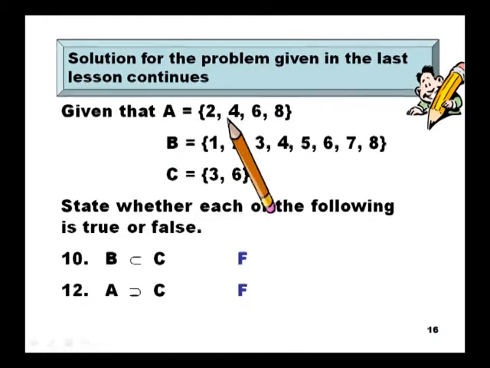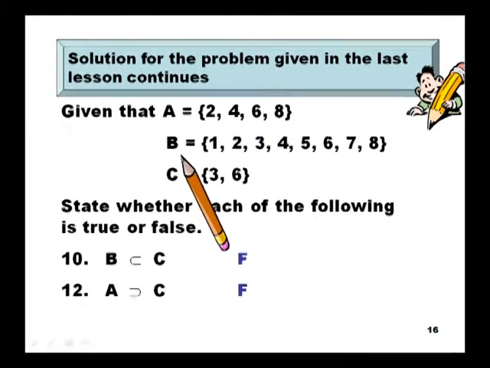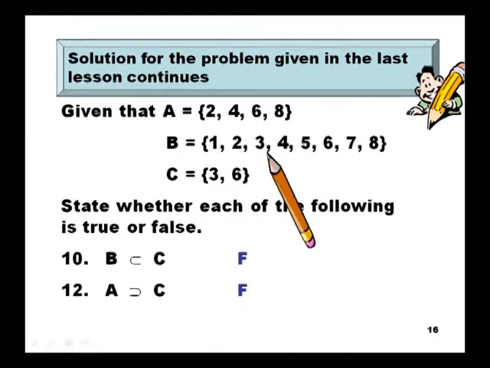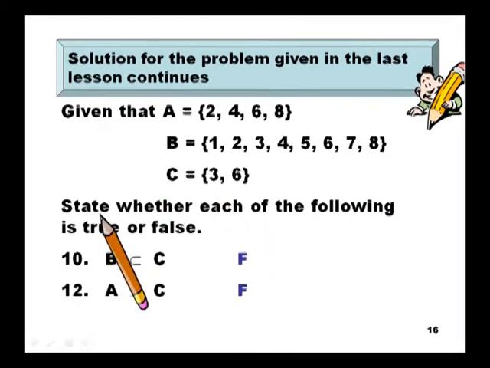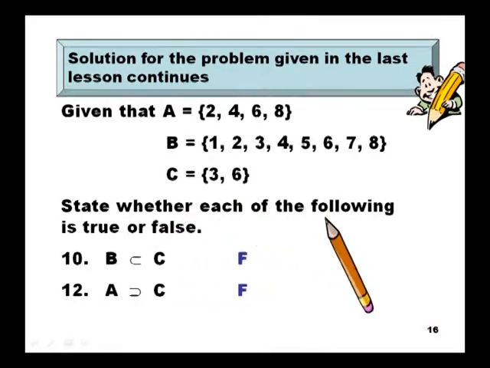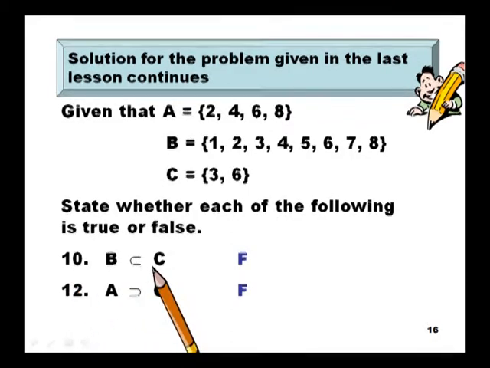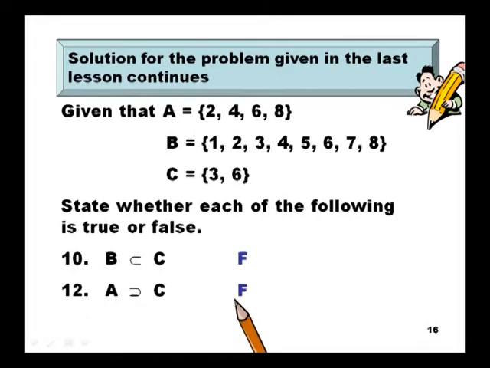Given that A is equal to 2, 4, 6, 8, the set B is equal to 1, 2, 3, 4, 5, 6, 7, 8, and the set C is equal to 3 and 6. State whether each of the following is true or false. 10. B is a subset of C. False. 12. A contains C. False.